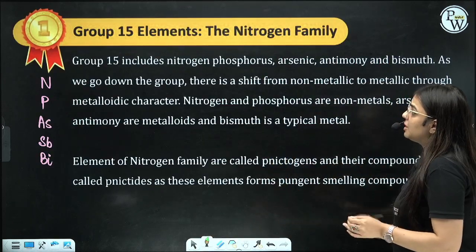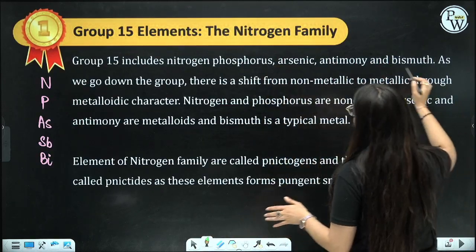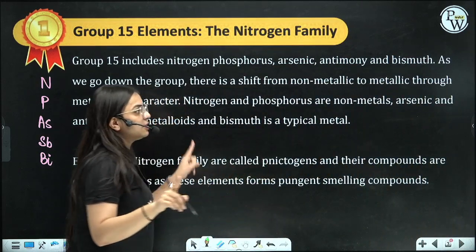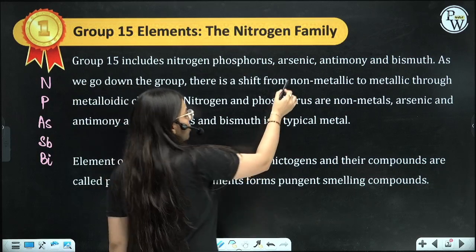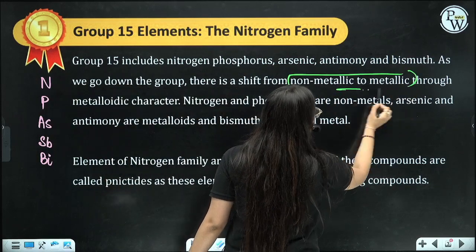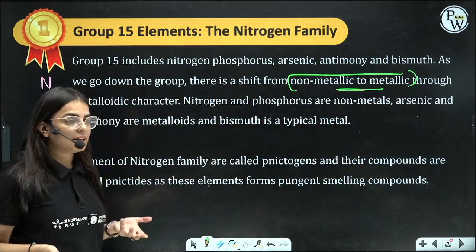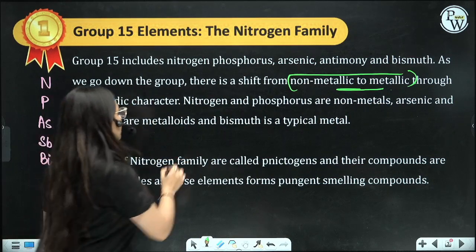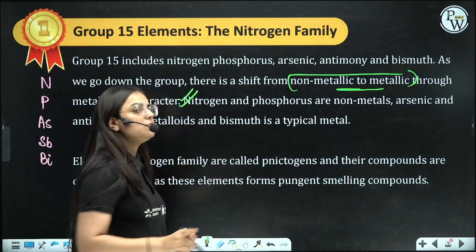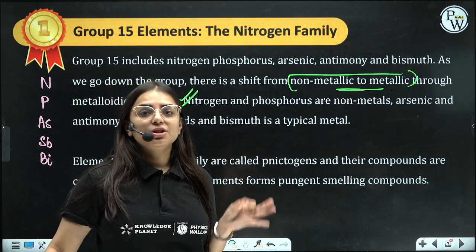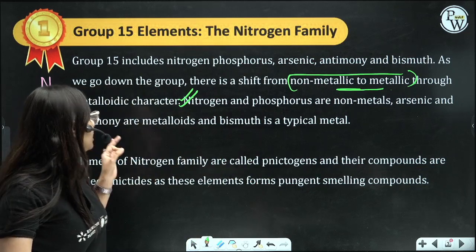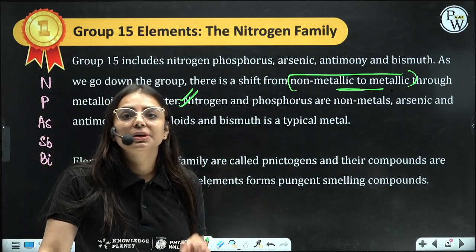Okay, so let's read some lines over here. Group number 15 includes nitrogen, phosphorus, arsenic, antimony and bismuth. As we go down the group, there is a shift from non-metallic character to the metallic character. So this thing we have already seen. Nitrogen and phosphorus are non-metals. I have already written this line over there, but let's read it out. Nitrogen and phosphorus are non-metals. Arsenic and antimony are metalloids, and bismuth is a typical metal.